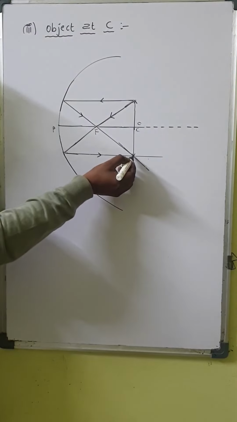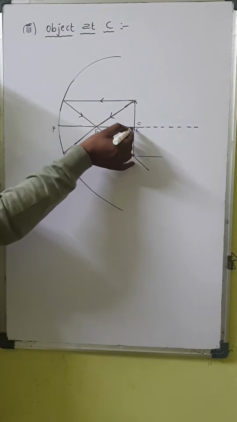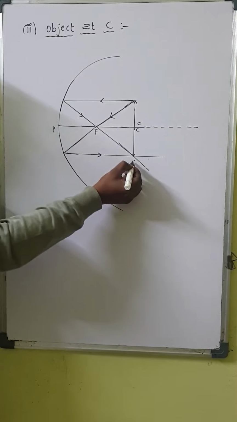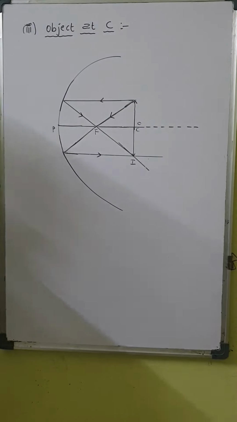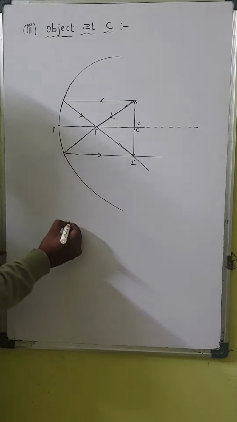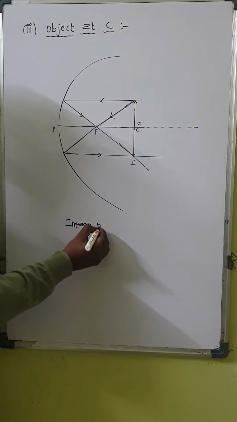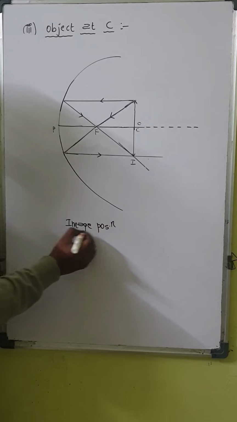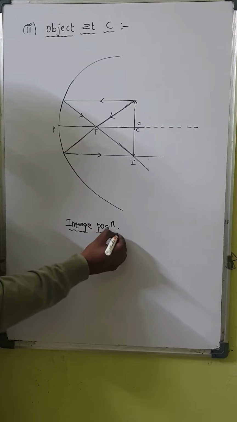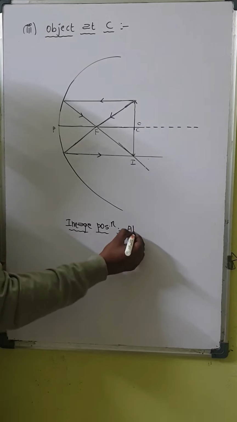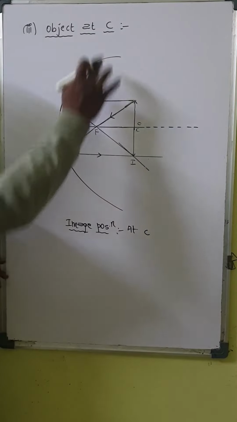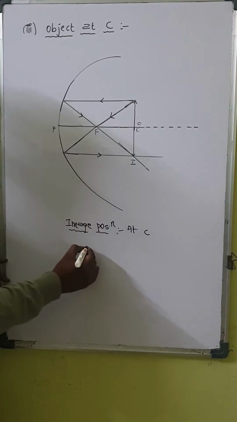Okay, at this point we have to draw a perpendicular, then we see that this line is meeting at C. So this is the image position. So in this position, when the object is at C, image is also formed at C.